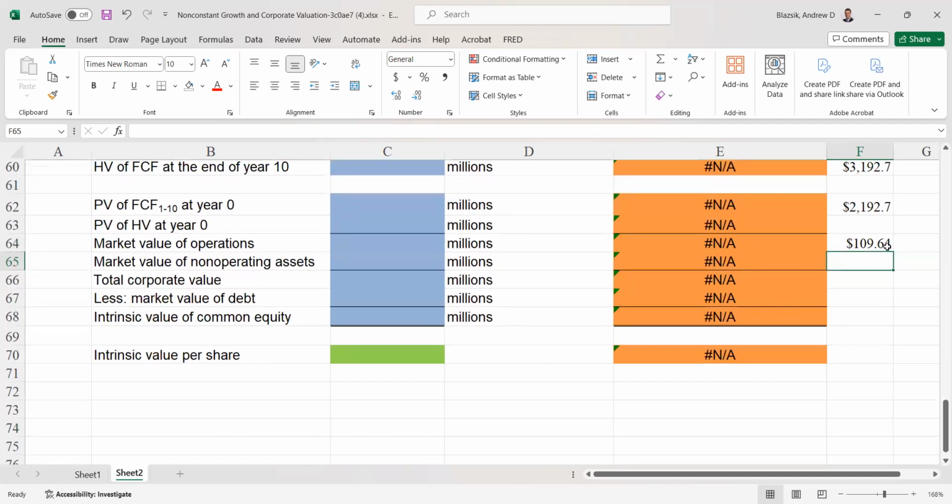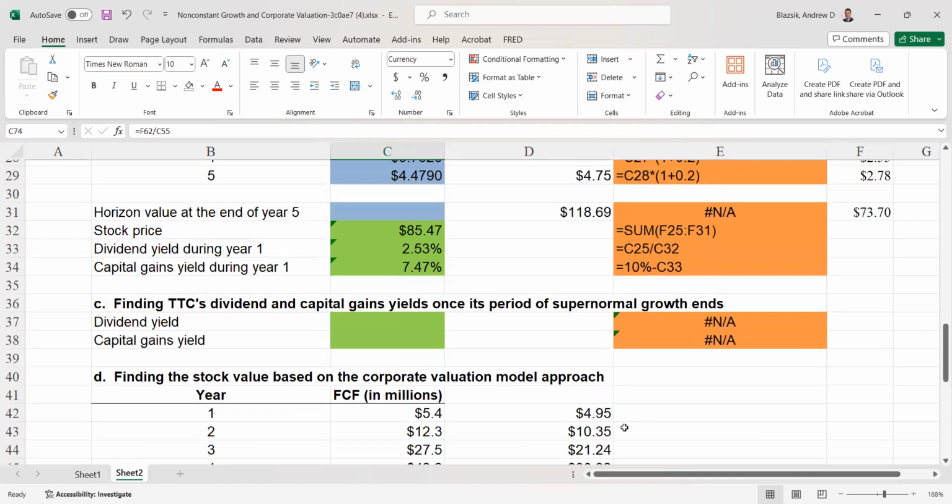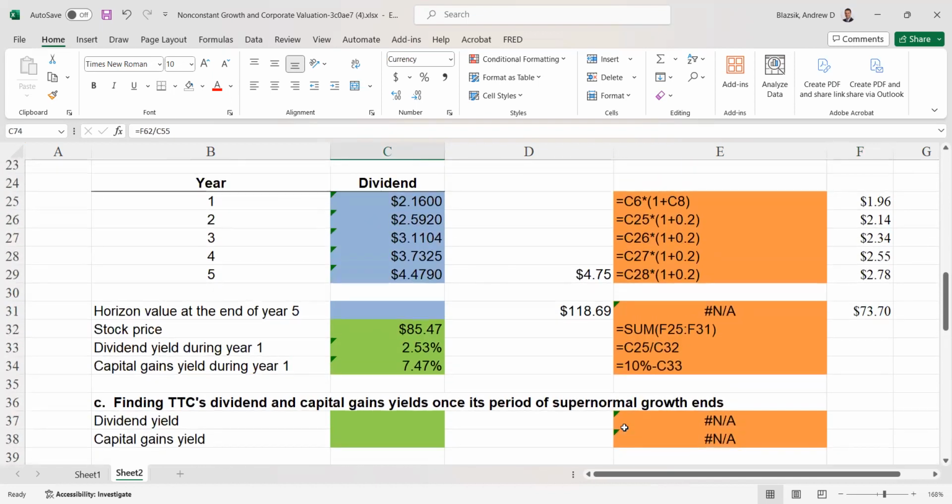So I see how it's going. I kind of did a little different up here, but that's going to be the price per share. So what I want to do is compare that. If I did it through the evaluation of the cash flows, that's going to be the value. If I do the dividend discount model, I'm going to go all the way up here. It's going to be worth 85.47.